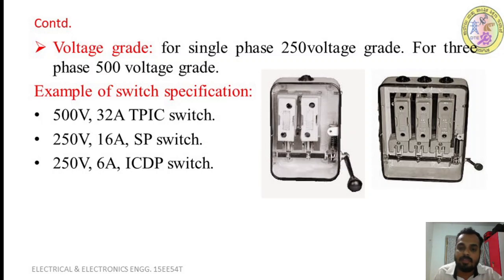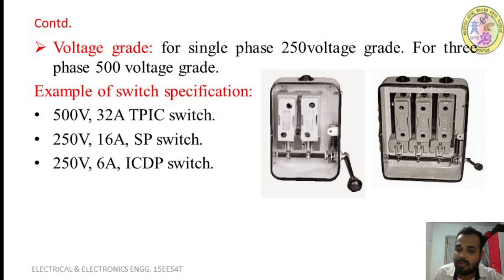So here in these figures you can see, this first figure represents ICDP, ironclad double pole switch. Here you can see that there are 2 fuses along with the switch, 2 poles. We have provided 2 porcelain fuse units.